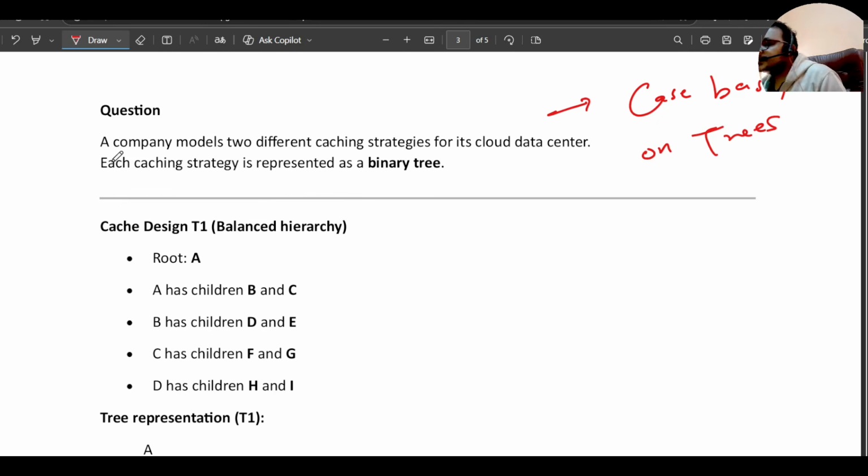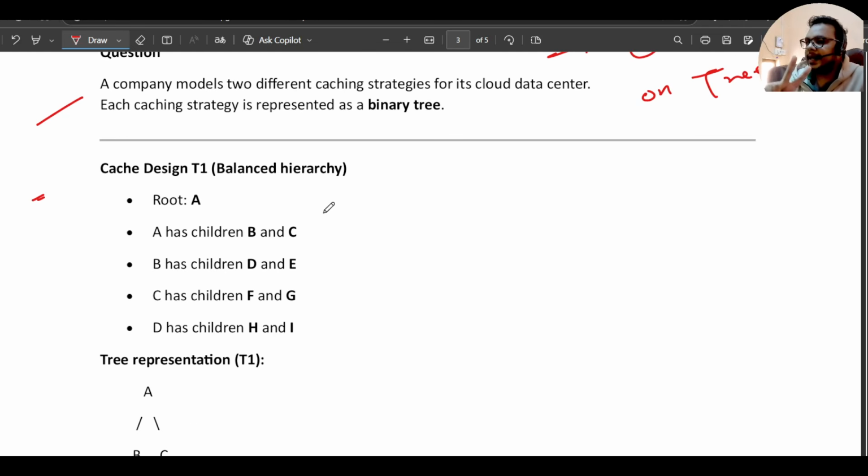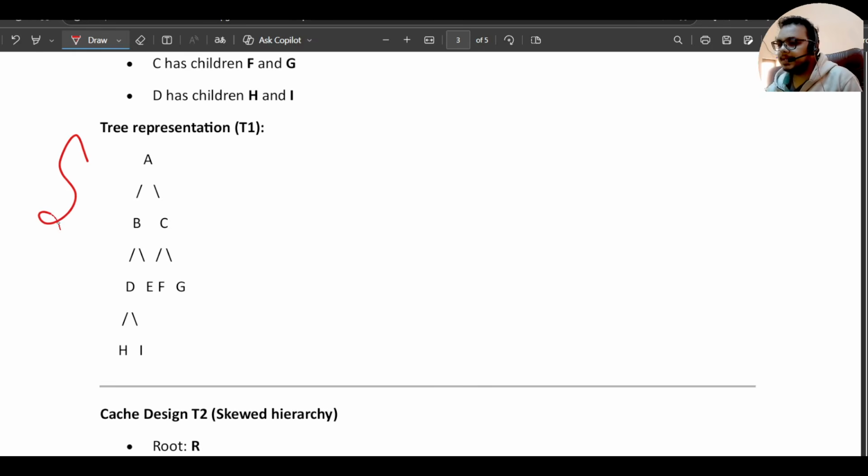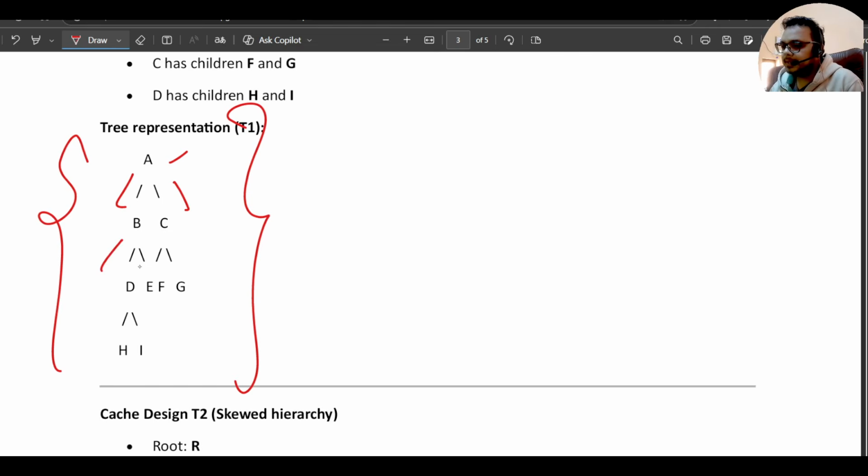A company models two different caching strategies for its cloud data center. Each caching strategy is represented as a binary tree. Cache design T1, balanced hierarchy. The root is A, which has children B and C. B has children D and E, C has children F and G, and D has children H and I. So this is the tree representation.